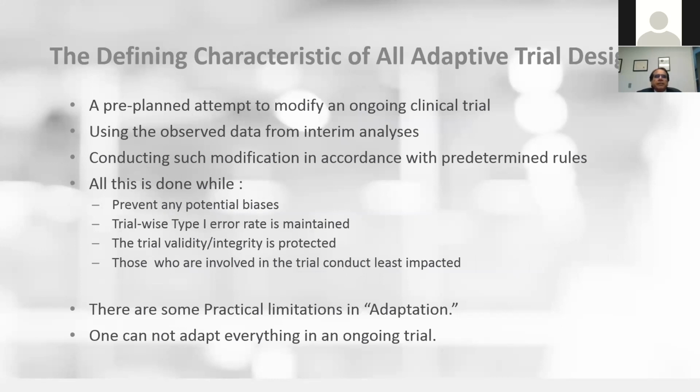What are the defining characteristics of all adaptive trial designs? It is pre-planned, and in advance you know what you are going to adapt. And the main characteristic of any adaptive trial design is taking advantage of observed data while the trial is ongoing. As I said, in the past that was not the case, but now, if you have 300 observations and do an interim analysis after 50%, that means you can take advantage of the knowledge that you gain in these 150 for the remainder of the trial.